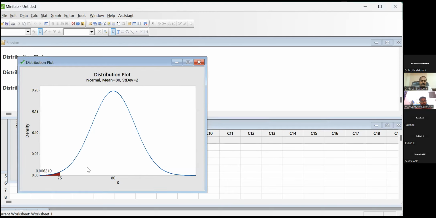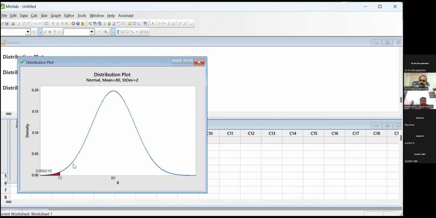That means if I produce 1,000 pieces, how many pieces will have a dimension lesser than 75 mm? It is 0.0062, which means 0.62%. In terms of percentage, you multiply by 100, so it is 0.62%. Already it is very less.